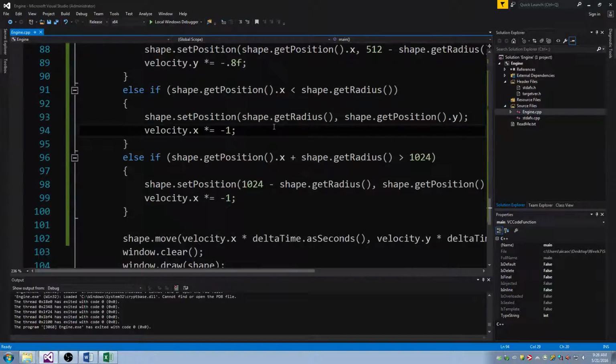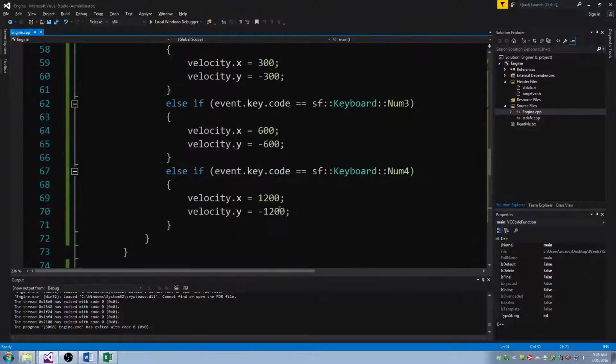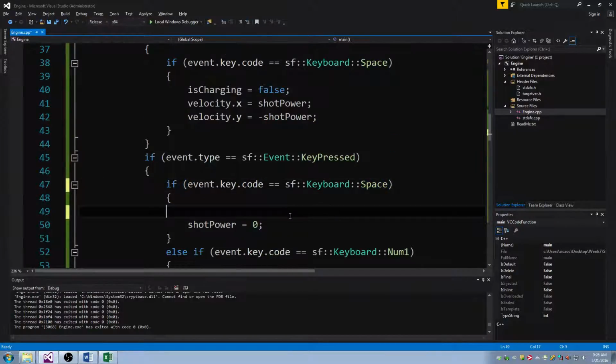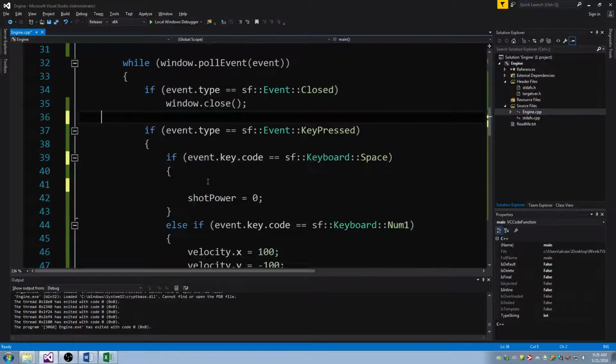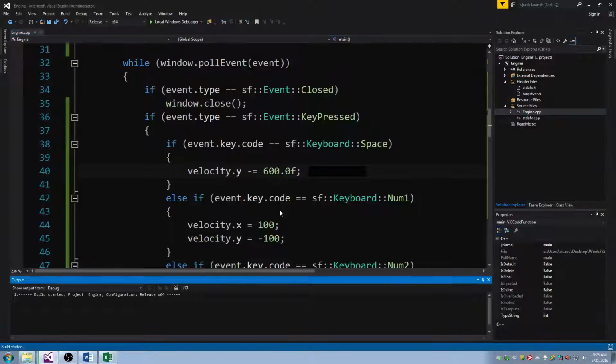All right, so the final part of the lab was that when you press spacebar, it makes the ball jump upwards. This is also very straightforward. We already have a spacebar here for charging. I'm going to get rid of all this charging stuff here. Delete this. So whenever I hit spacebar, all I want to do is say, hey, velocity.y minus equals, I don't know, 600. Let's give it a little bit of a boost. I'm subtracting 600 from the velocity every time I press spacebar.